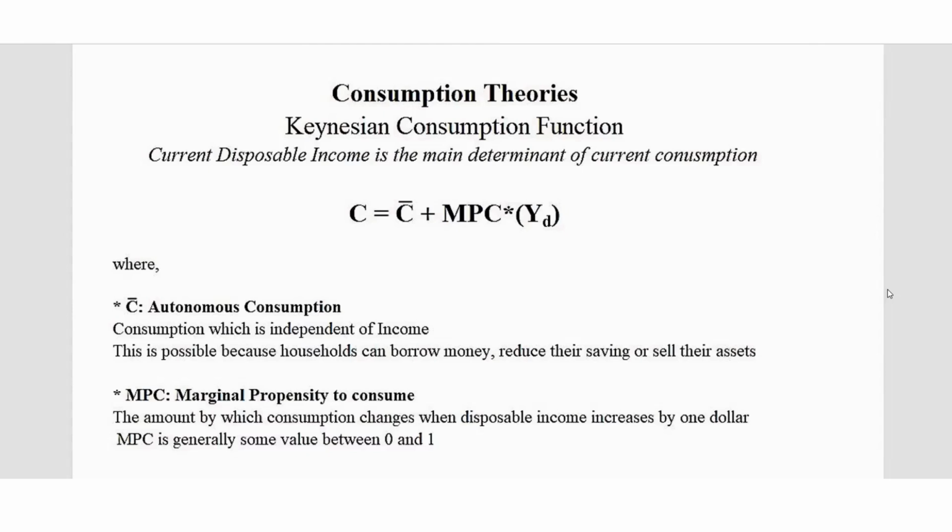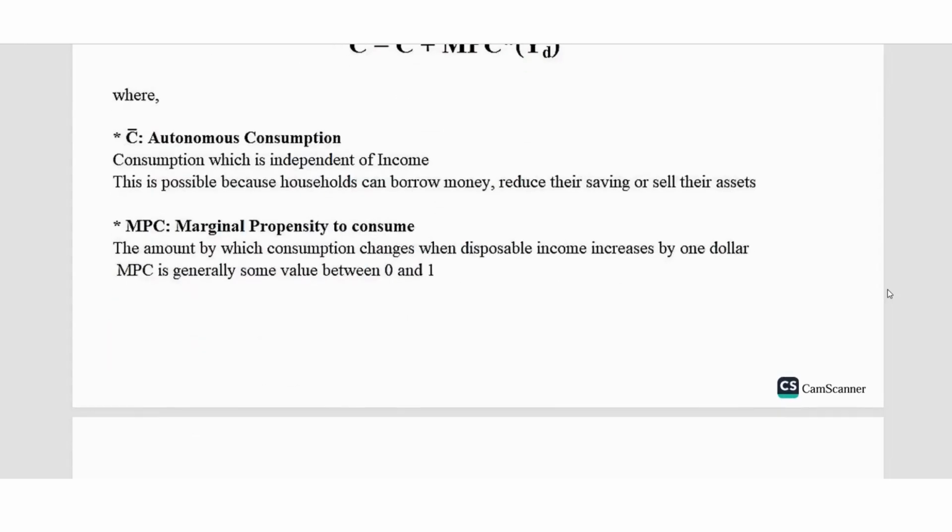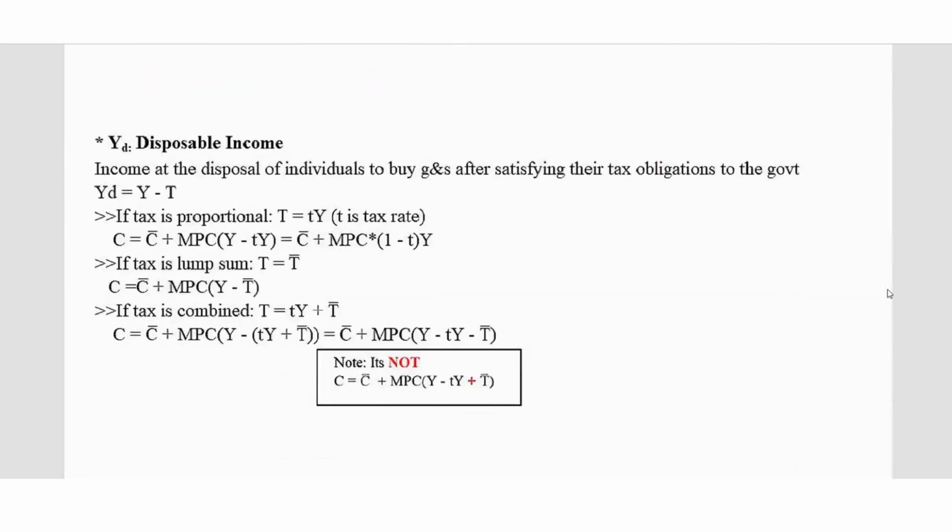Then we have MPC, which is the marginal propensity to consume. This tells us the amount by which consumption changes when disposable income increases by $1 and is generally some value between 0 and 1. Then let's move on to YD. YD represents disposable income, which is income at the disposal of individuals to buy goods and services after satisfying the tax obligations to the government. So disposable income is income minus taxes.